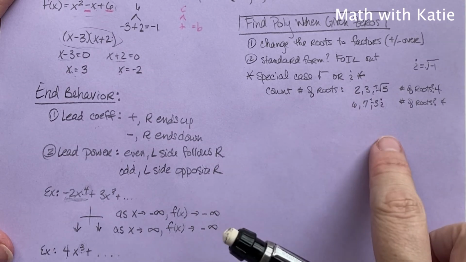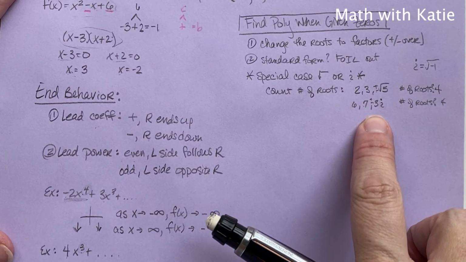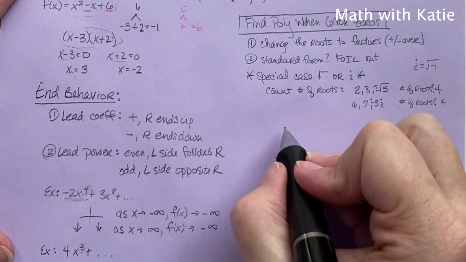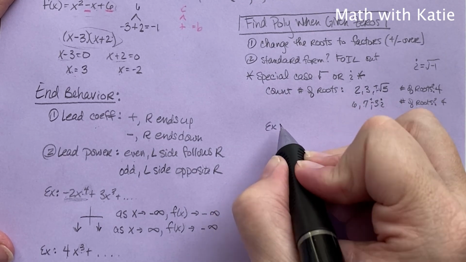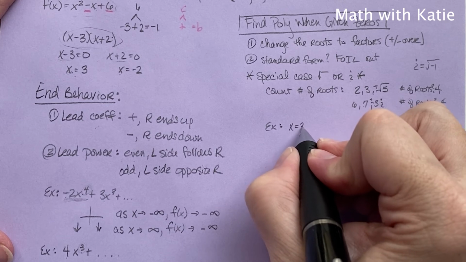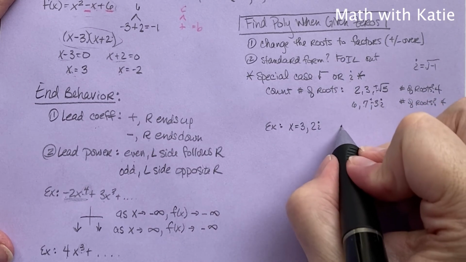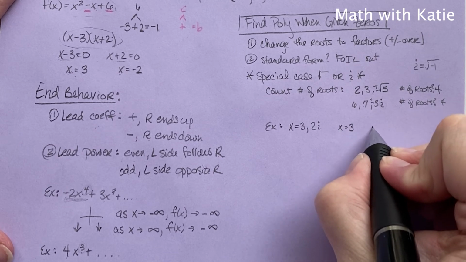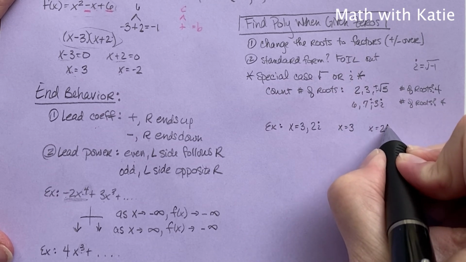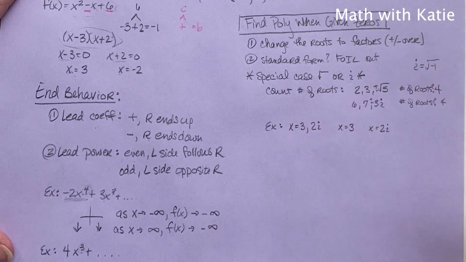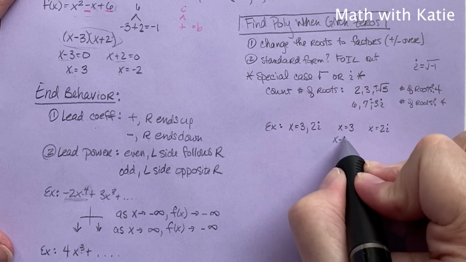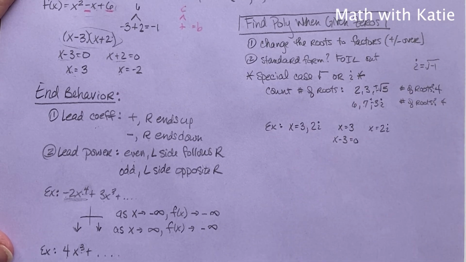Okay, now how to work backwards if you're given a root or an imaginary number. Okay, so let's do an example. Let's say we have roots at 3 and 2i. Okay, first thing you do is set up your roots. Okay, now make them factors. Subtract the 3 over. Done, we have our factor.